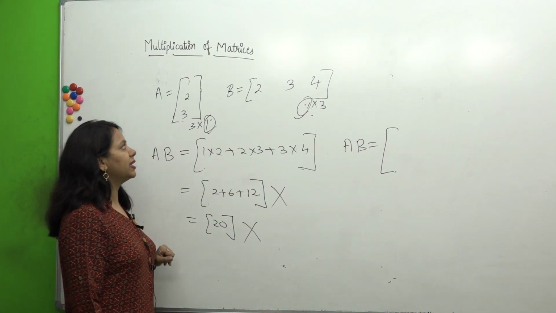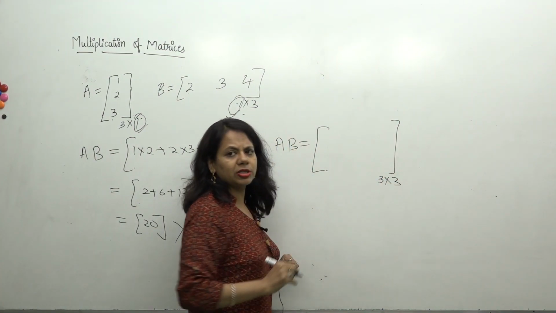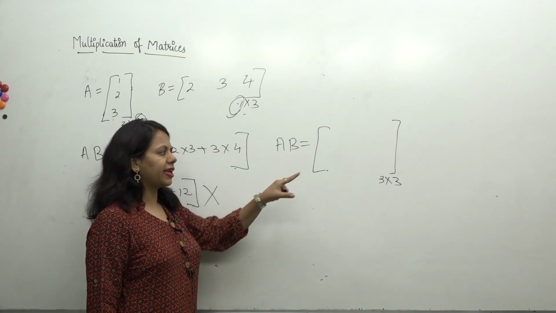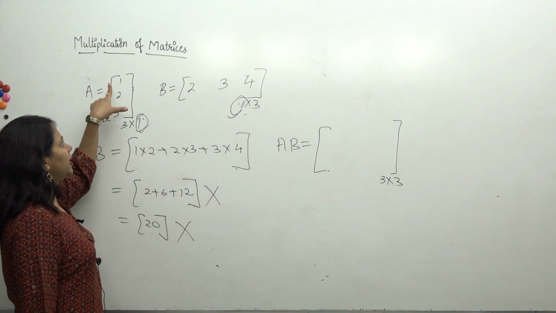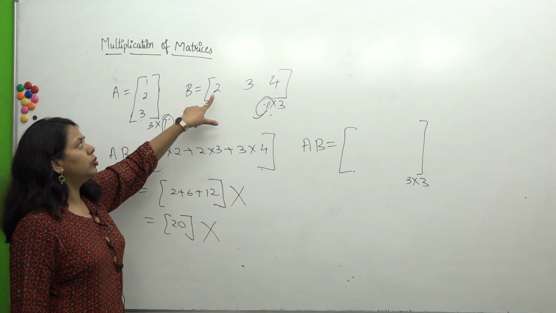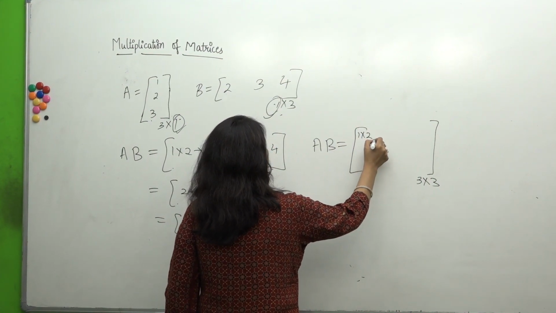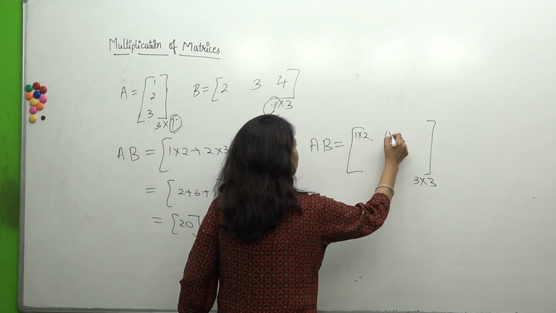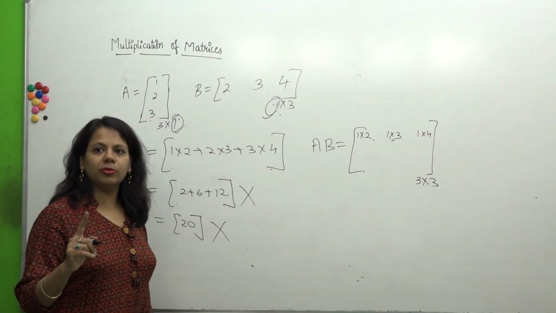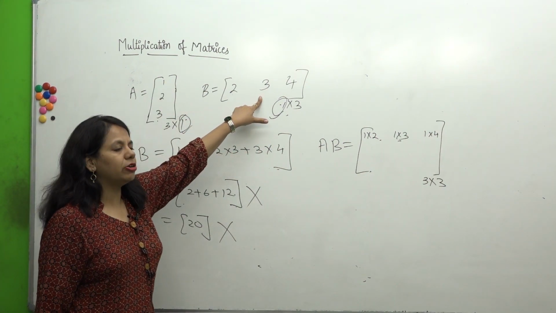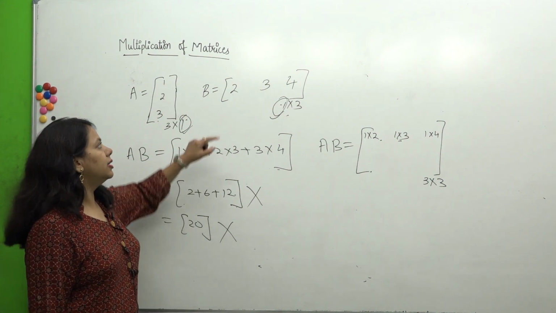And what kind of a resulting matrix would I get? The resulting matrix would be number of rows of first into number of columns of second. That gives me the resulting matrix over here. Now how do I multiply? First row into first column gives me the first element. So 1 into 2. Then what? 1 into 3 and 1 into 4. First row, first column gives me the first element, first row, second column gives me the second element, and first row, third column gives me the third element over here.